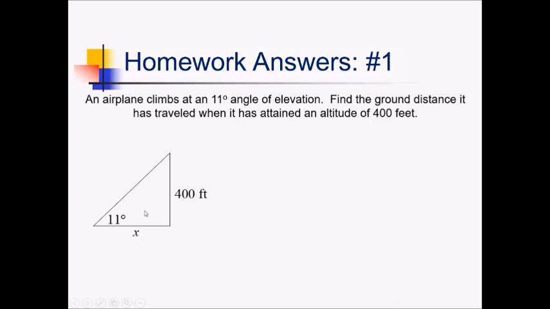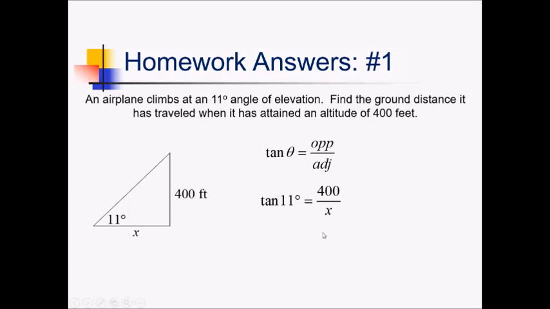Now to solve this, based off this angle here, I've got the cross side, the opposite side over here, and this non-hypotenuse leg down here. This is the adjacent side. So opposite, adjacent, that's TOA out of SOHCAHTOA. So that's going to be tangent equals opposite over adjacent. So I can write tan of my angle, 11 degrees, equals my opposite side, 400, over this adjacent side of x. And now to solve for x, I have to multiply by x and divide by tan 11.